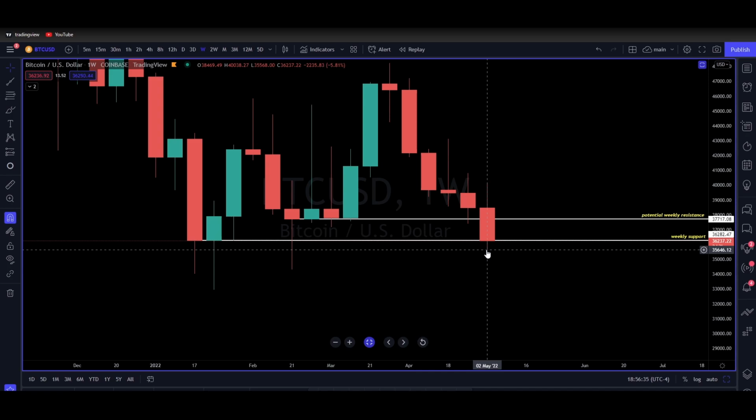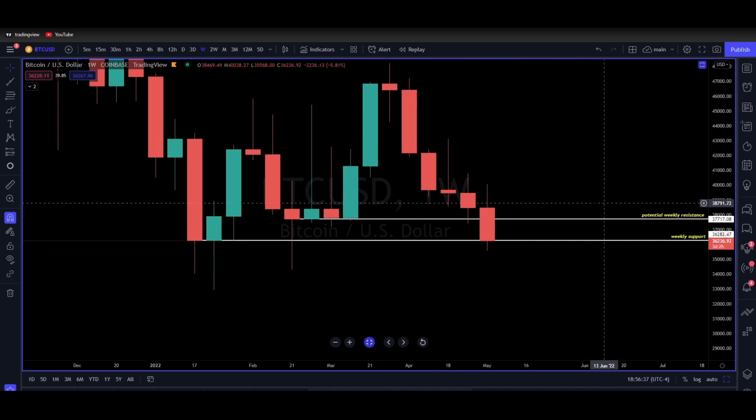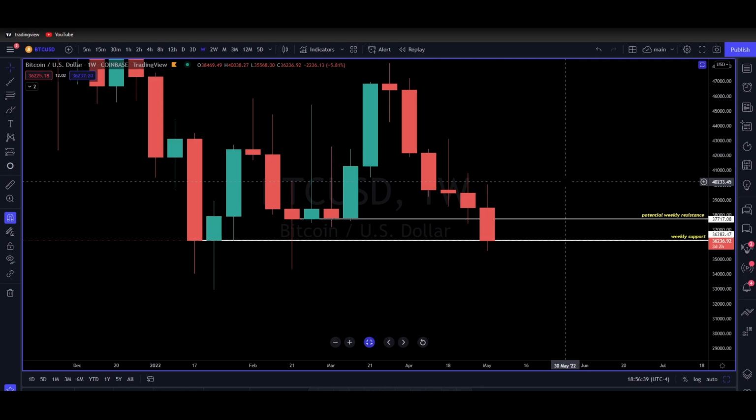But what if I'm bullish on Bitcoin? Never mind the downtrend that we're in. Never mind the consolidation. Never mind any of that. We'll get into that a little bit later. But how do I identify what would be a potential good risk to reward?